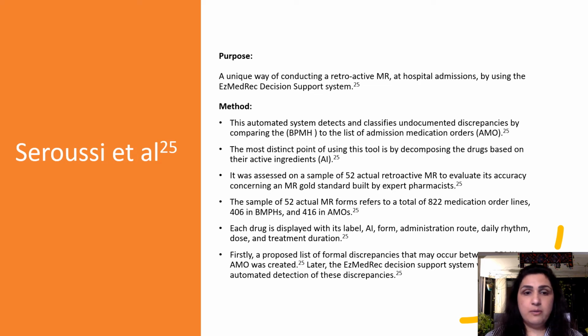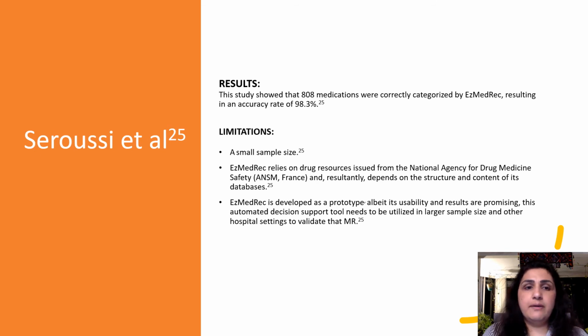Each drug is displayed with its label, active ingredient form, administration route, daily rhythm, dose, and treatment durations. And firstly, a proposed list of formal discrepancies that occur between the drugs and the AMO was created, and then the Easy MedRec support system findings were compared with the pharmacist's findings. So what they found here, this study actually showed that 808 medications were correctly categorized by the Easy MedRec system, resulting in an accuracy rate of 98.3%.